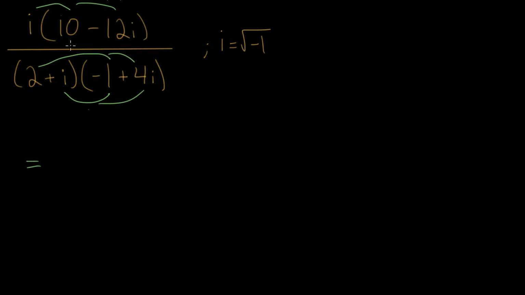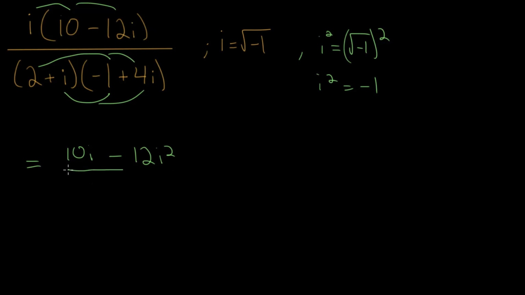We will distribute the 2 to both, and we will distribute the i to both. In the numerator, we have i times 10, which we can just write as 10i. This is minus 12 times i times i again, so we get minus 12 times i squared. And i squared, if we take the square root of -1 and square each side, the square root and square cancel, and we just get back -1. So we can replace this i squared with -1, though we can do that in the next step.